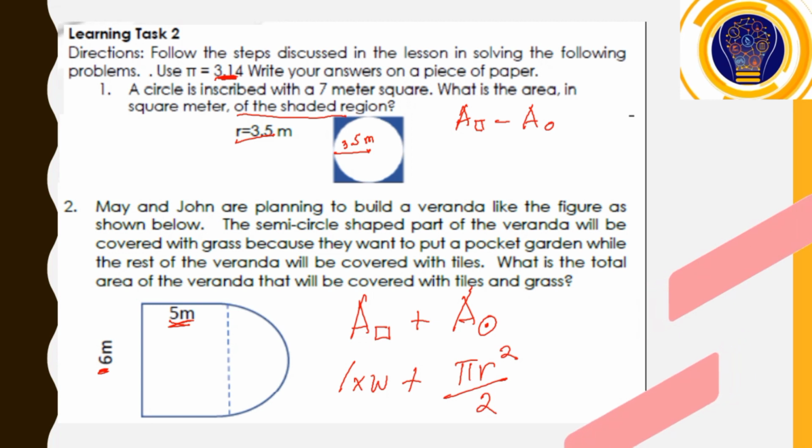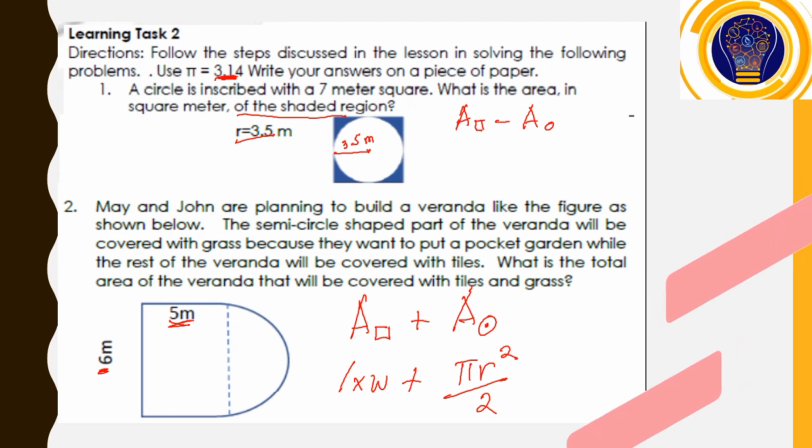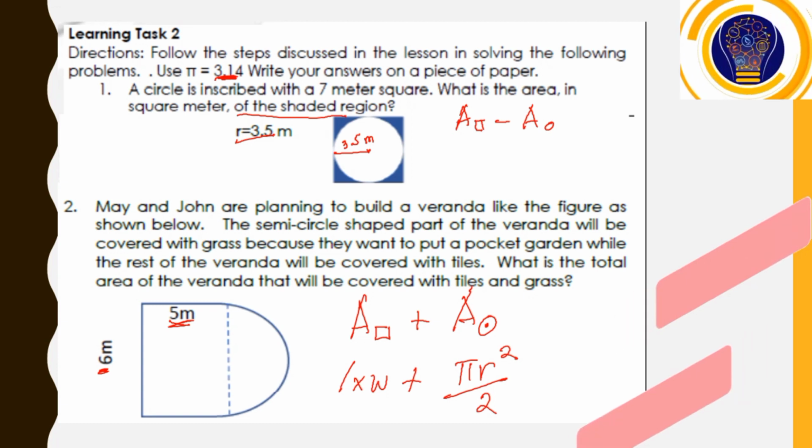So, you need to get the area of the rectangle plus yung area ng kalahati ng circle, area of the semicircle. Parang katulad kanina, area of the rectangle is length times width plus yung area ng circle which is pi r squared. Kaya lang, kalahati lang nun, kaya divided by 2. So, this is how you get the area of this figure.